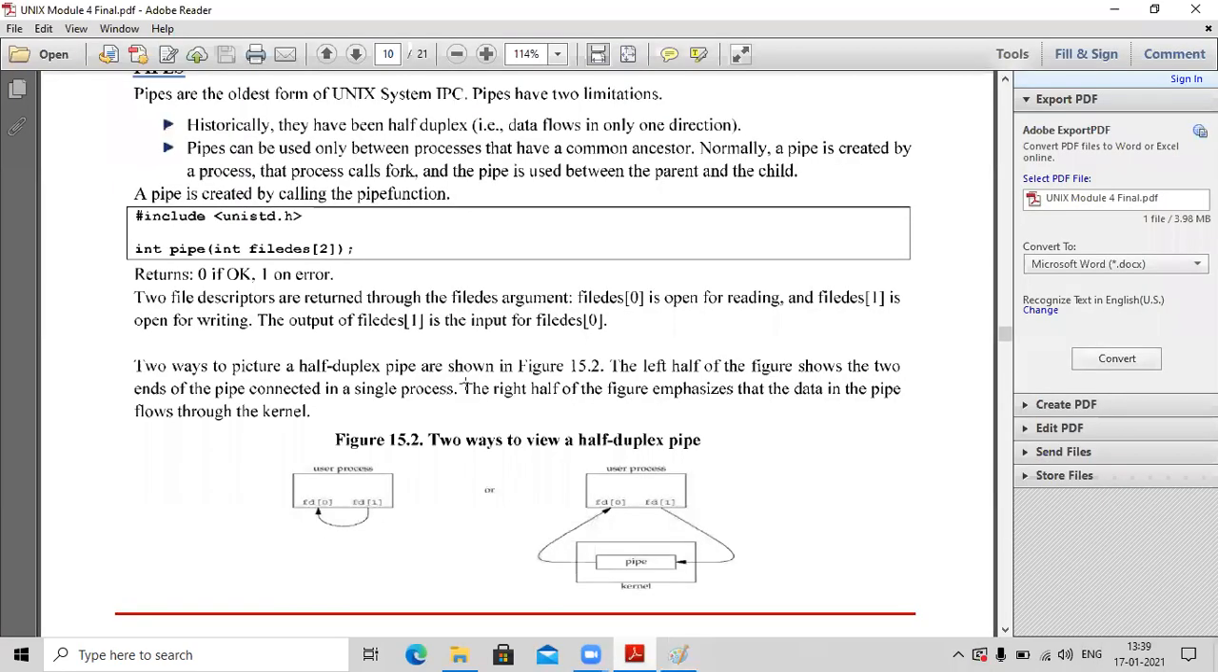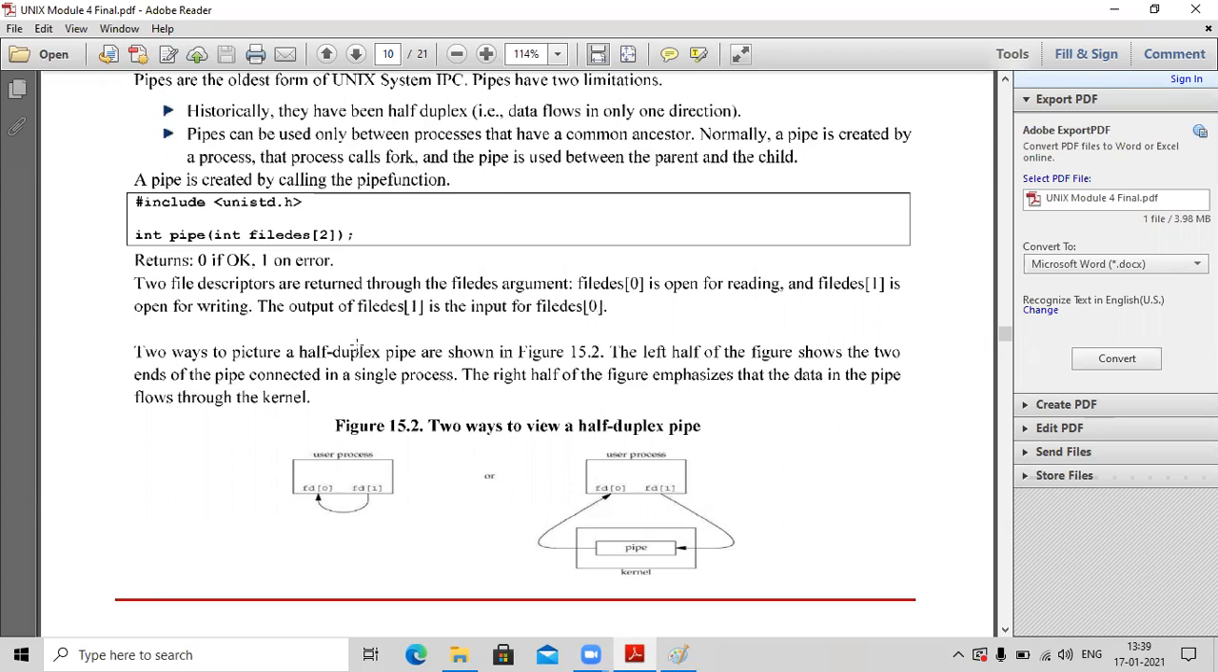Let us go through the remaining contents. As stated here, there will be two file descriptors which will be used. One is used for reading, the other one is used for writing. That means the output of file descriptor 1, which is used for writing, will be the input of file descriptor 0. Because if nothing has been written, you cannot read anything. There should be something written in order to read something. So whenever you write something to file descriptor 1, you can read the content using the reading file descriptor.